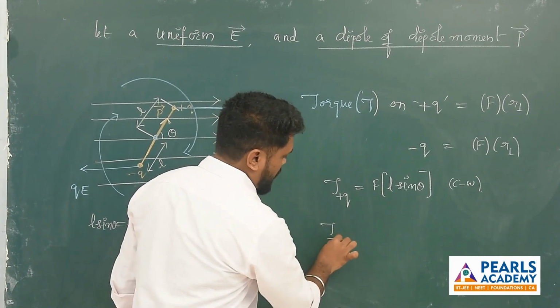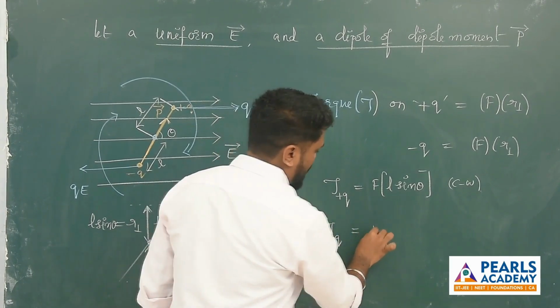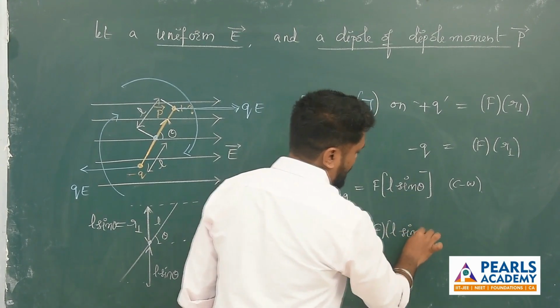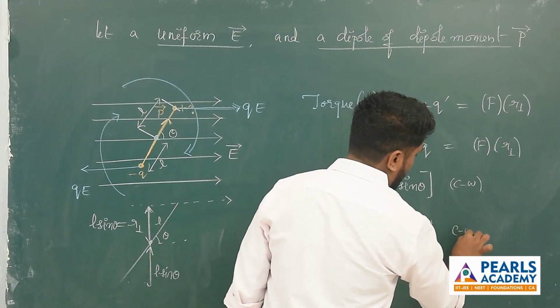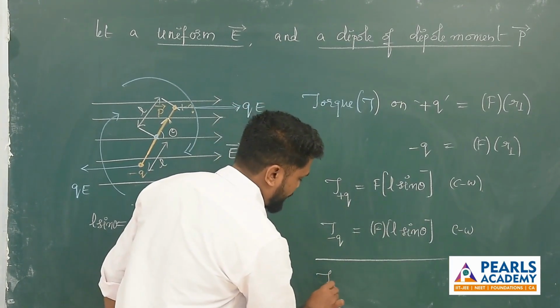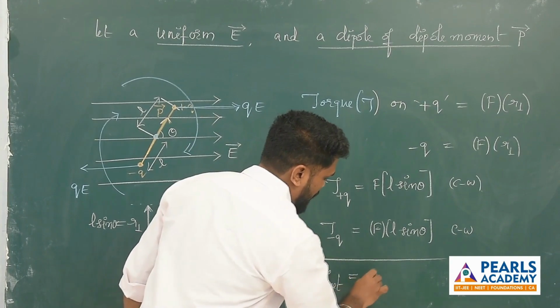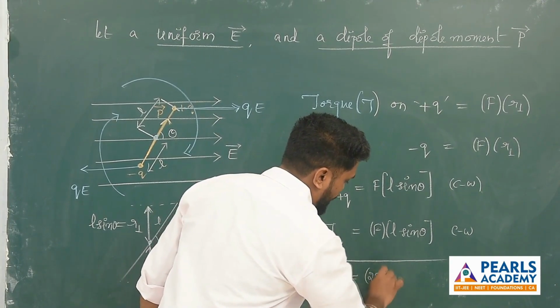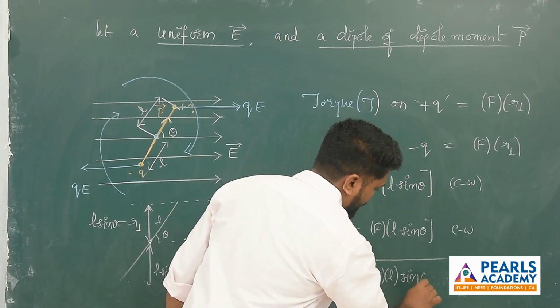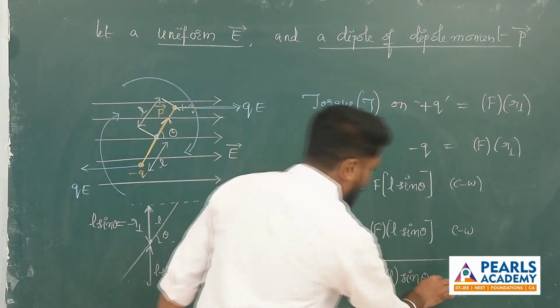And torque experienced by negative charge is also F into L sin theta. This is also in clockwise direction. So net torque will be 2F L sin theta in clockwise direction.